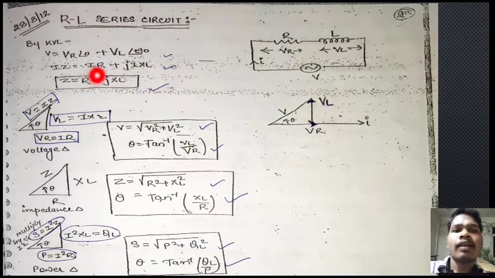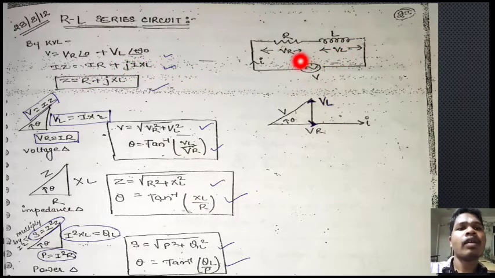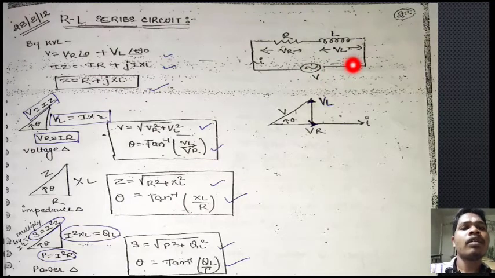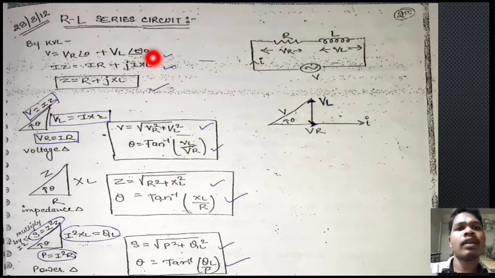By the KVL equation, this voltage source is equal to VR plus VL, where VR is at angle 0. How is it angle 0? Because the current waveform and voltage waveform are in phase with each other. That's why the voltage angle with the current is 0. For the voltage across the inductor, the angle is 90 degrees. How? Because in case of an inductor, the current lags the voltage by 90 degrees. That's why we take positive 90 as our angle.